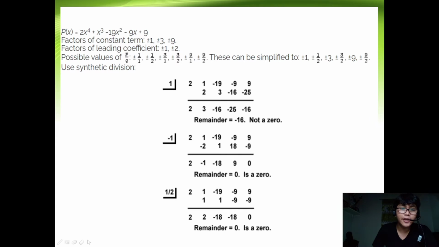So as you can see here, negative 1: 2, 1, negative 19, negative 9, 9. Synthetic division, he gets 2, negative 1, negative 18, and 9.